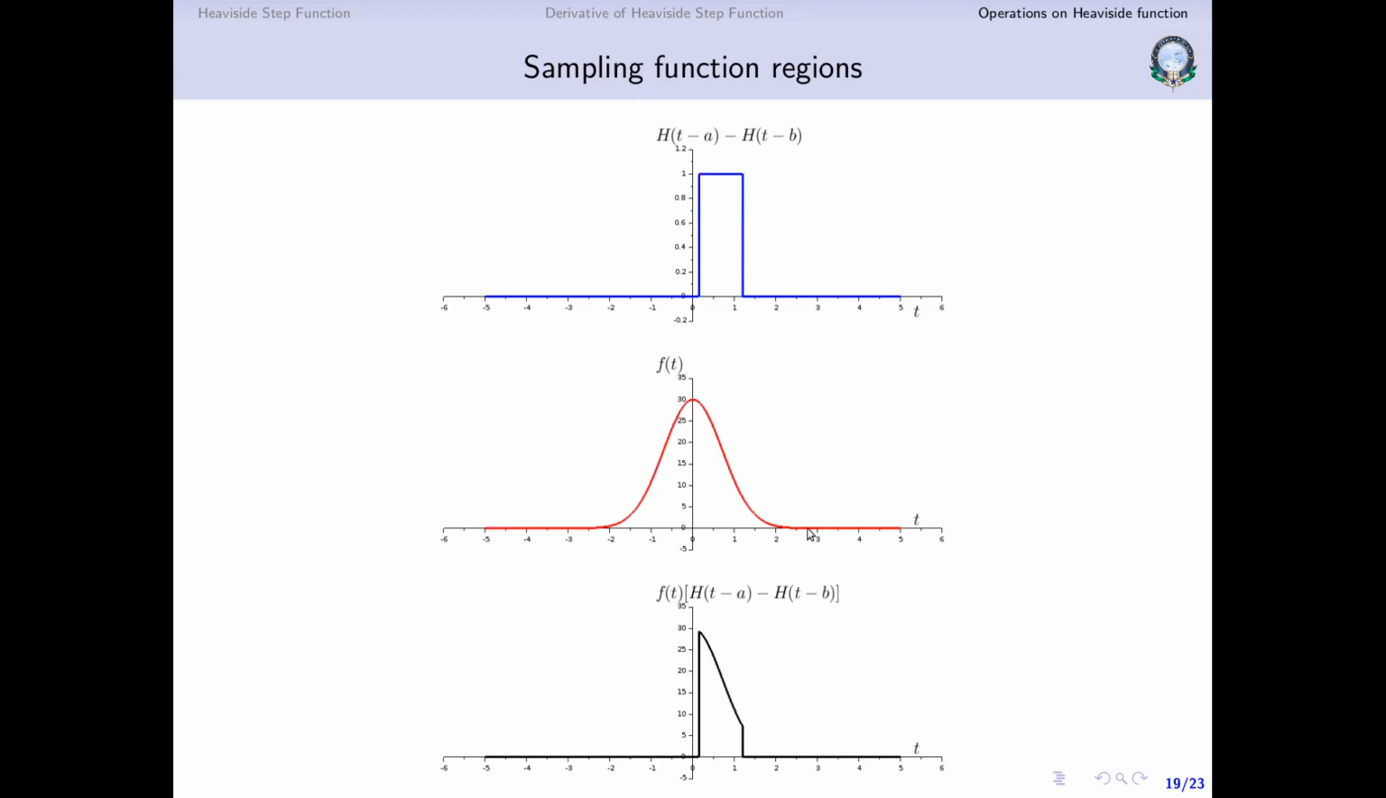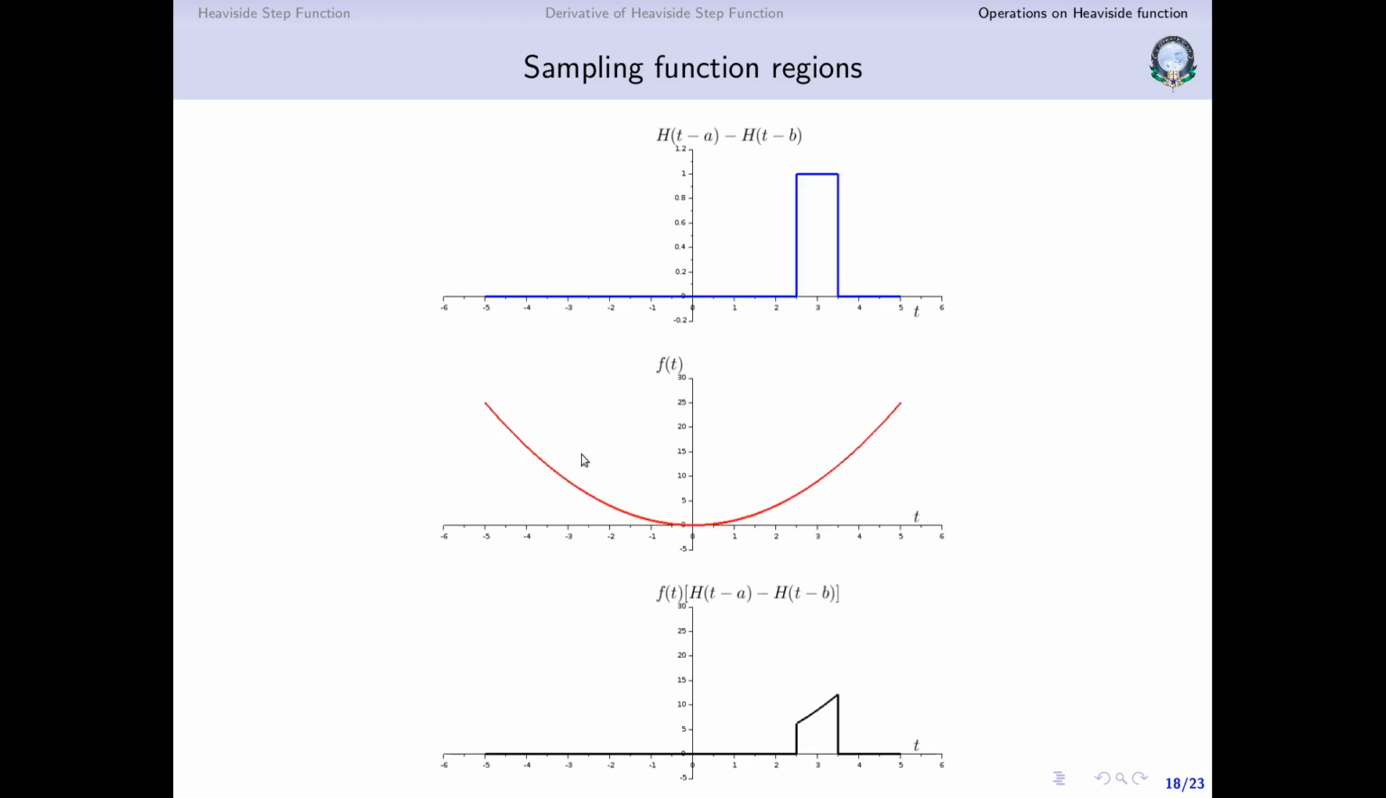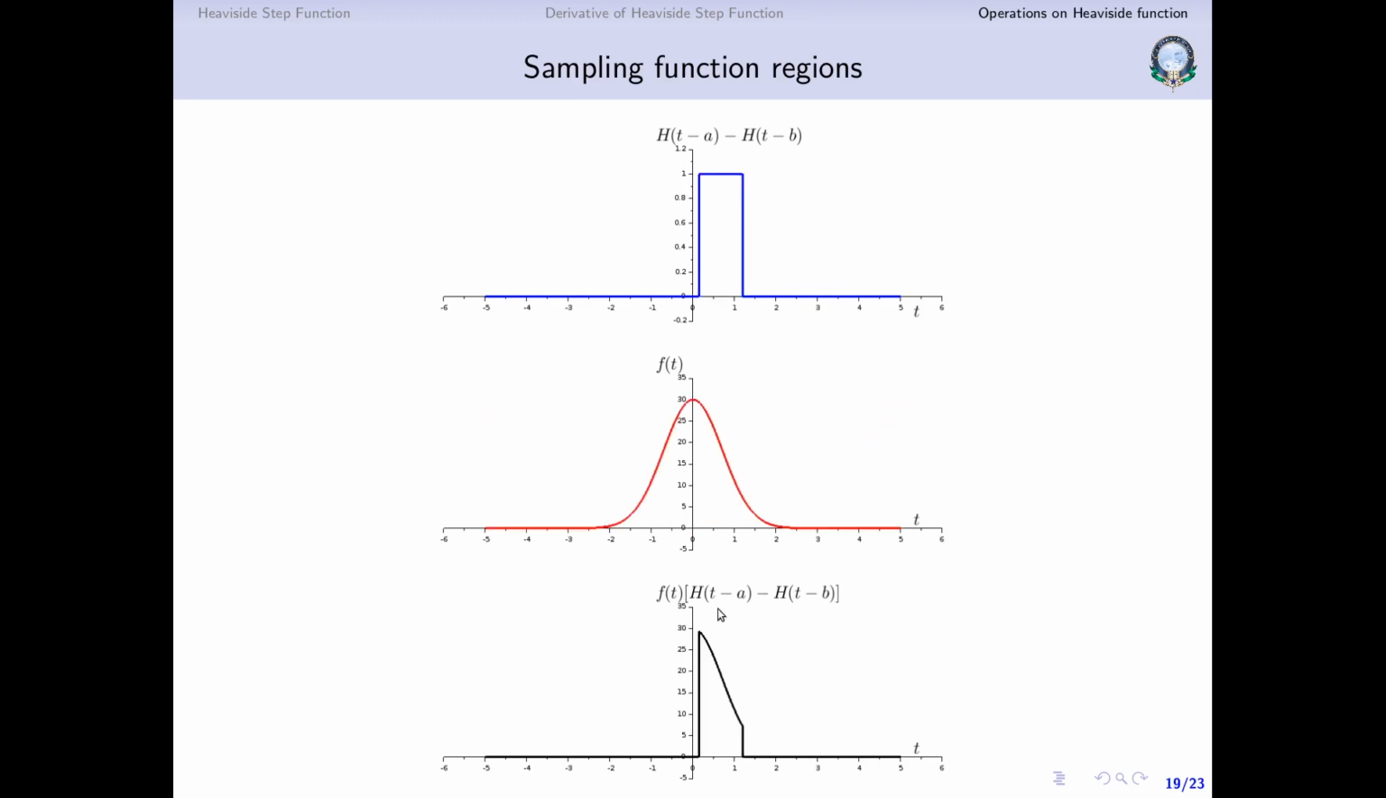This is again the same thing. Instead of the parabola, we have taken the Gaussian distribution as before, and just multiplied this with a difference of these two Heaviside step functions. So here, I think a is 0.2 and b is 1.2, and we will get the product of them. So from here till here is where it will be equal to f of t, else everywhere it will be 0.